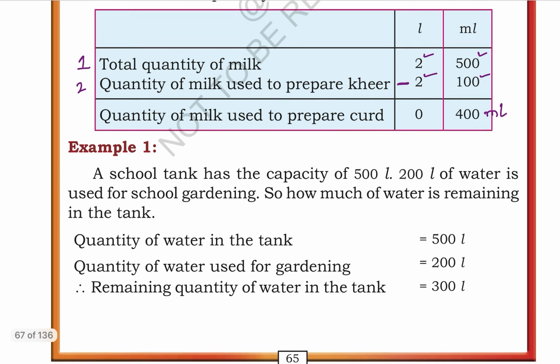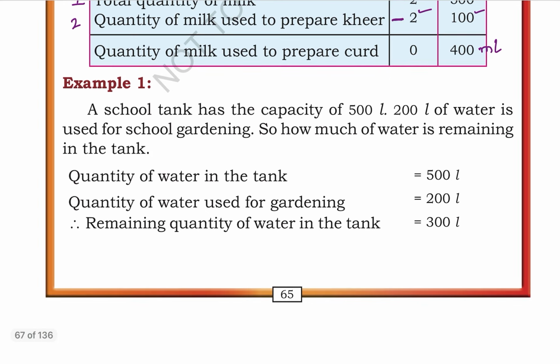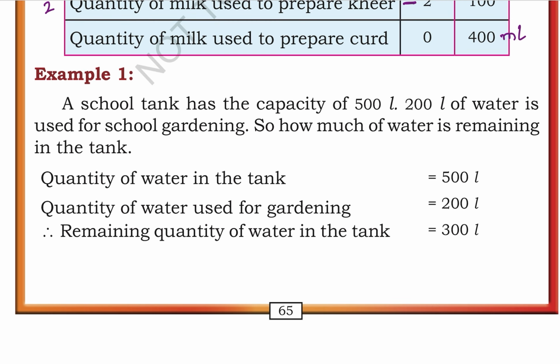Now let us see one example. A school tank has a capacity of 500 liter. What is the capacity of the school tank? The quantity of water in the school tank is 500 liter. See, number 1 given data 500 liter. 200 liter of water is used for school gardening. This one also we have written. So, how much water is remaining in the tank?